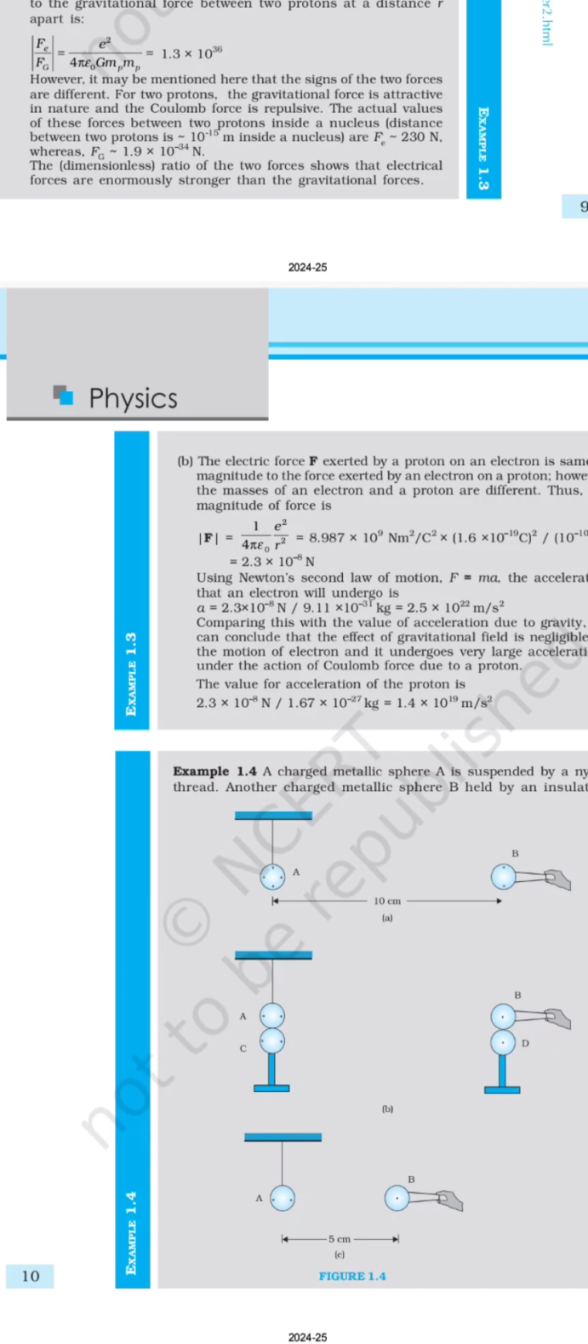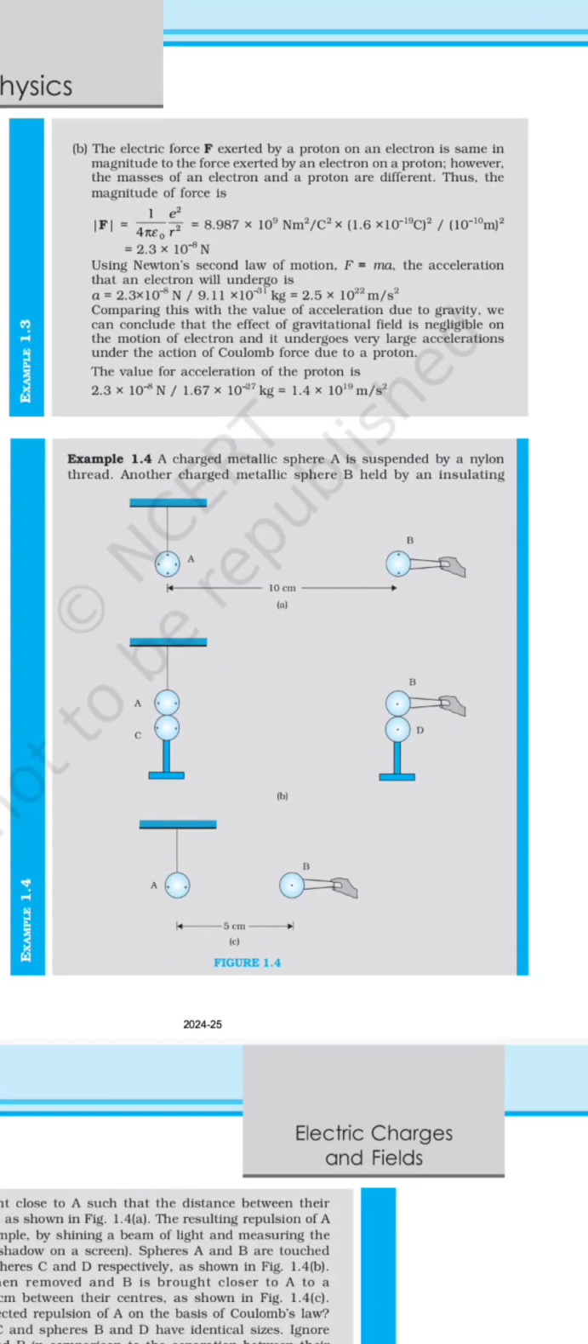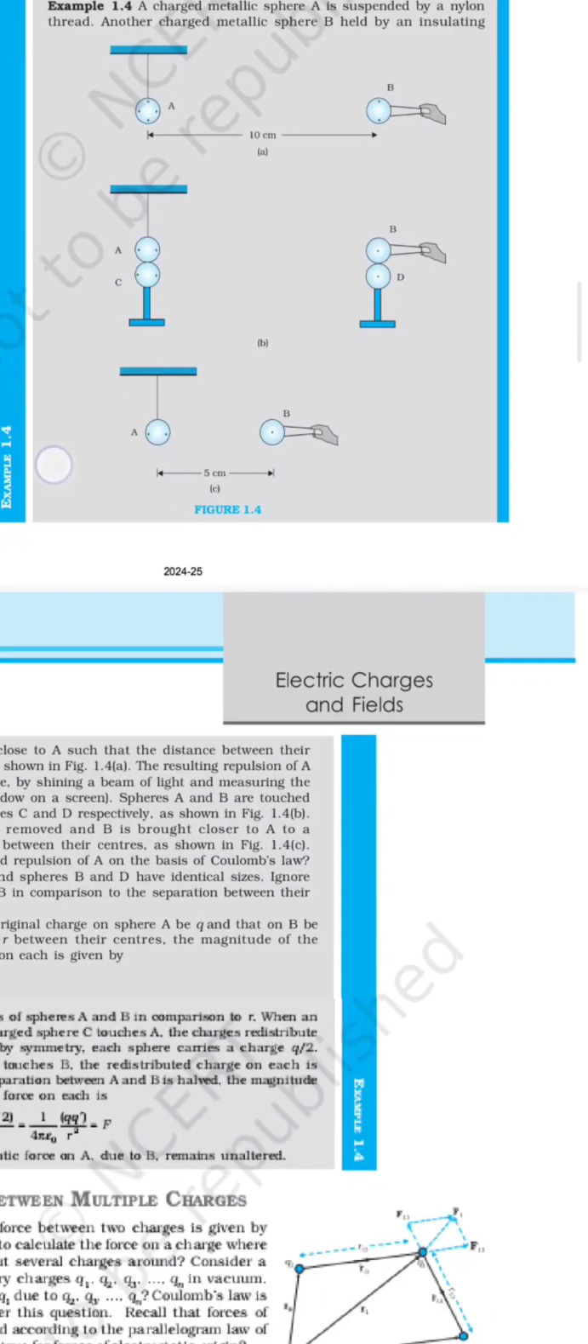Okay, next example 1.4. We have a charged metallic sphere A suspended by a nylon thread. Another charged metallic sphere B, held by an insulating handle, is brought close to A such that the distance between the centers is 10 cm. As shown in figure 1.4, the resulting repulsion of A is noted, and spheres A and B are touched and then removed. So when two spheres are touched, the charges get distributed.